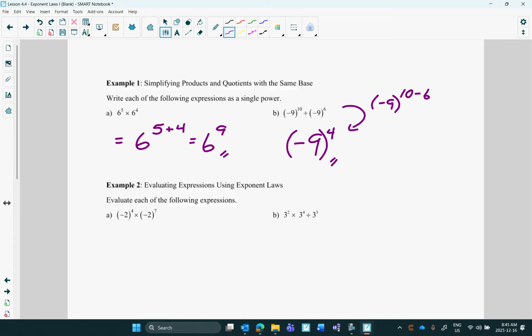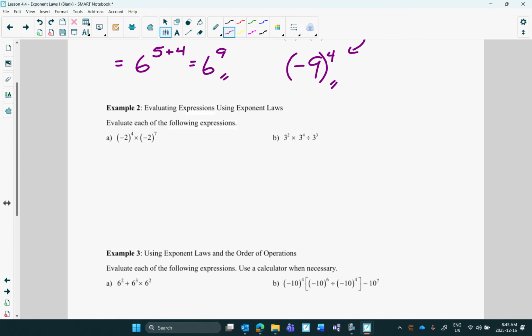These ones, notice the instructions say you're asked to evaluate. Okay? So what we can do is, before we evaluate, let's write it as a single power. How would you write that as a single power? What would you do with the exponents? -2 in parentheses to the power of 11, because we add the exponents. Now do that in your calculator.